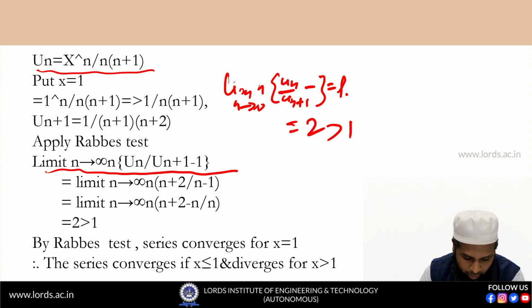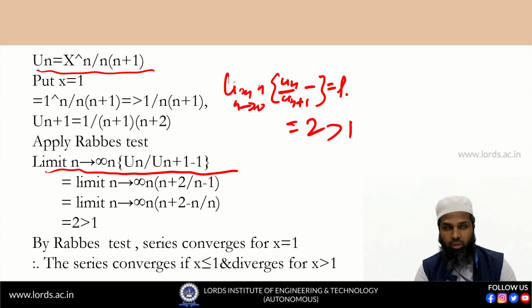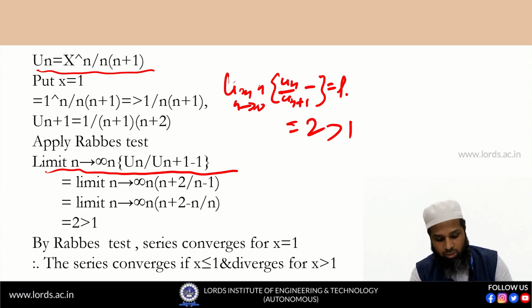Therefore, by Raabe's test, the condition is L is greater than 1, so the series converges. So we can say that the behavior of the series at x equal to 1 is convergent, and that we got by Raabe's test.